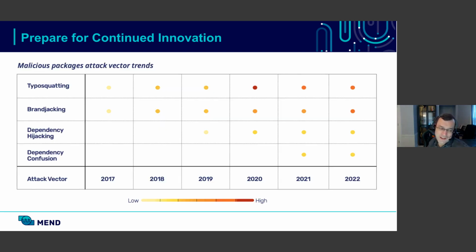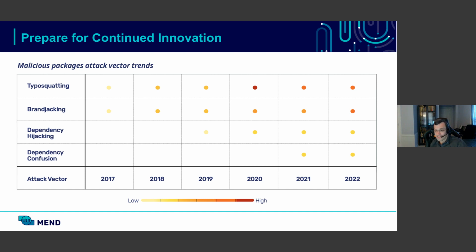So I'll talk a little bit about a few of the types. I'm going to go into more detail in the actual report. But typosquatting is my easy favorite example. But it's actually beginning to fade off. It's not as effective anymore. There's ways to protect against it.